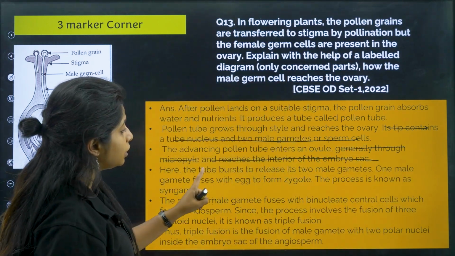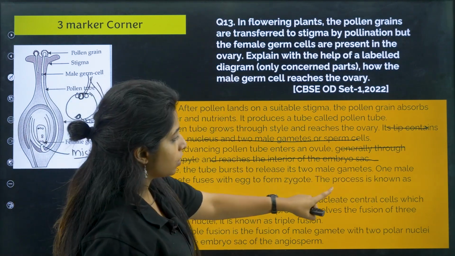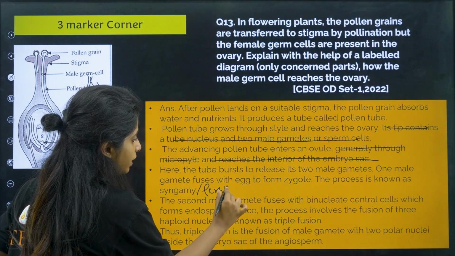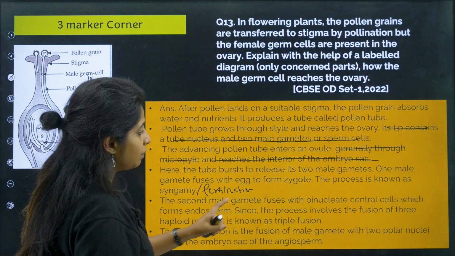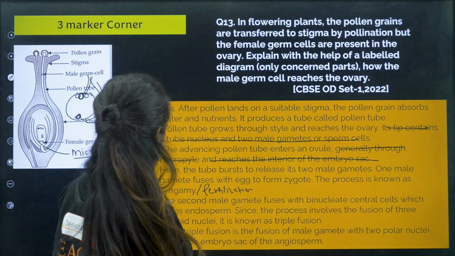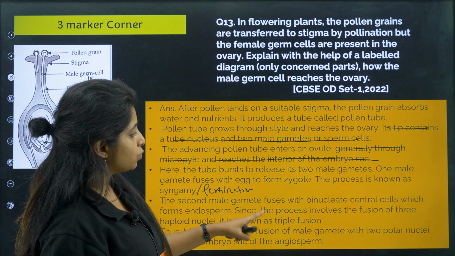Next thing. Here the tube bursts to release its 2 male gametes. 1 male gamete fuses with the egg to form the zygote. The process is known as syngamy, or what do you call this as? Fertilization. The second male gamete fuses with the binucleate, as in 2 nucleated, central cell which forms endosperm. Since the process involves the fusion of 3 haploid nuclei, it is known as triple fusion.